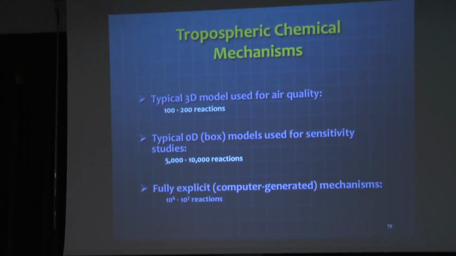If we go to a box model, a 0D model, we can put much more complicated schemes. We only have one point to deal with, not a million points like in the global model. And so usually these models might include 5,000 to 10,000 reactions. The trouble is that we very often don't know the rate constants for all these 10,000 reactions because they have not been measured. So we have to guess them or make a judgment on them.